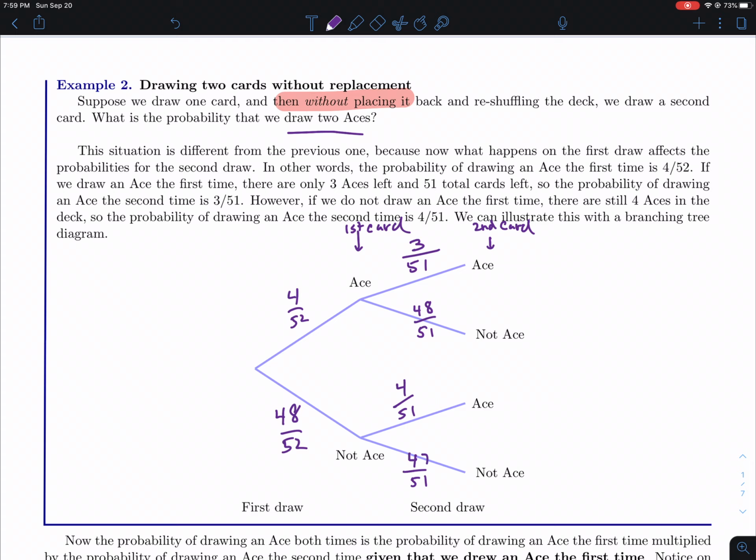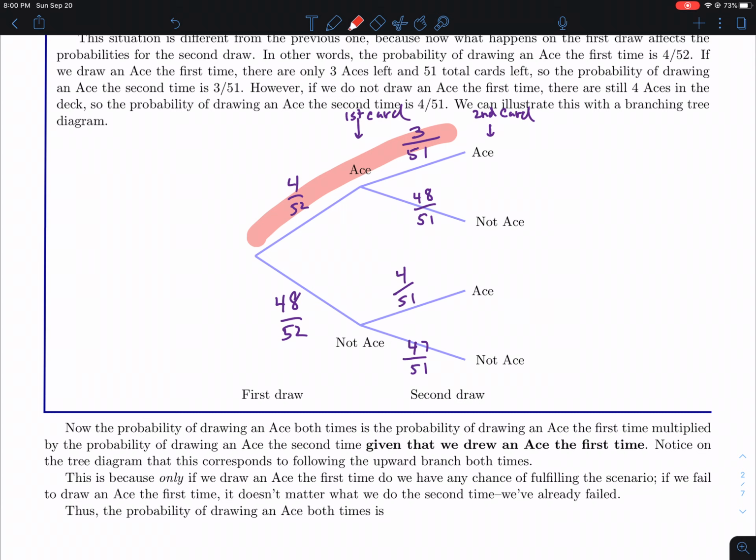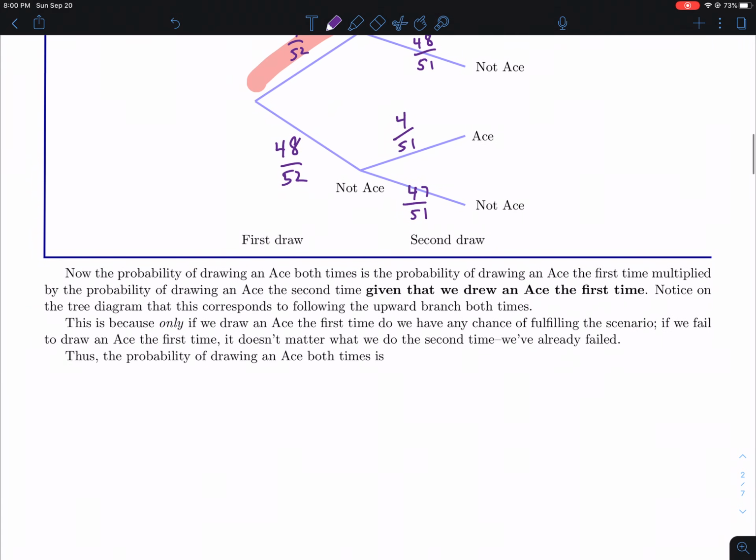And so ultimately, all this other part doesn't really matter. The only part we want to focus on is this top part of the tree, because that's where we're getting 2 aces in a row. So the idea is to get the probability of an ace first and then an ace the second time around: 4 over 52 times 3 over 51. Let me put that down here.